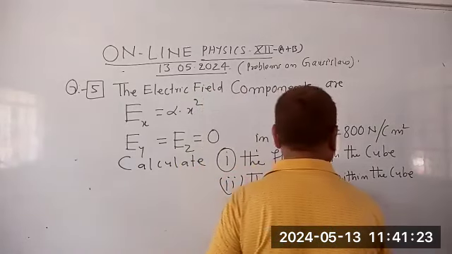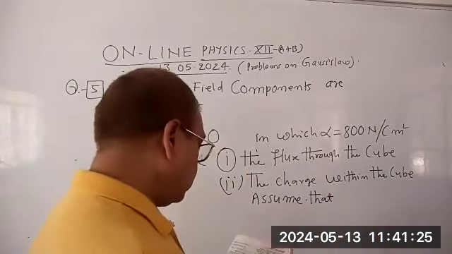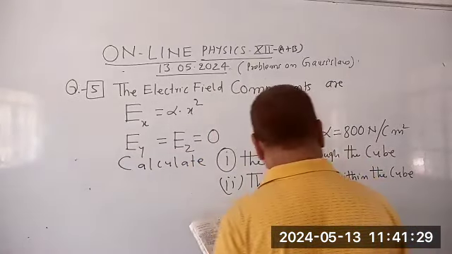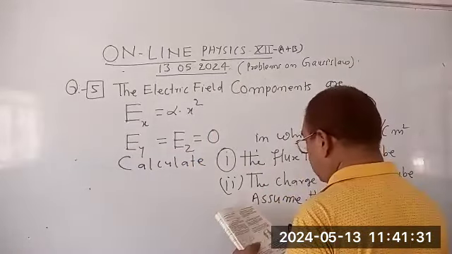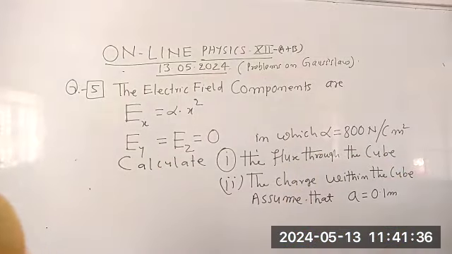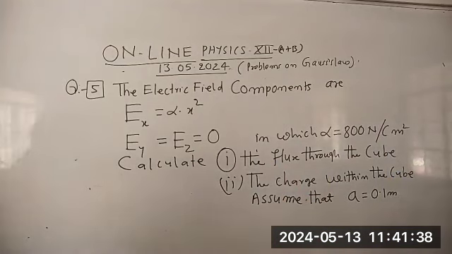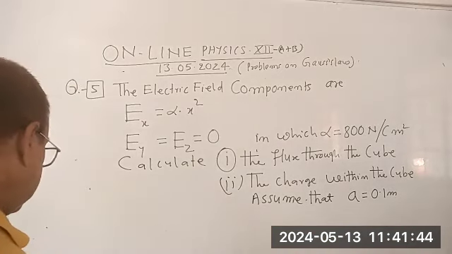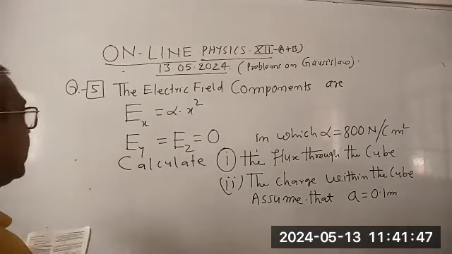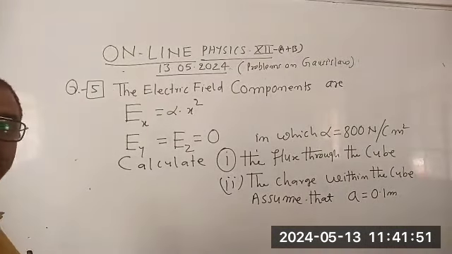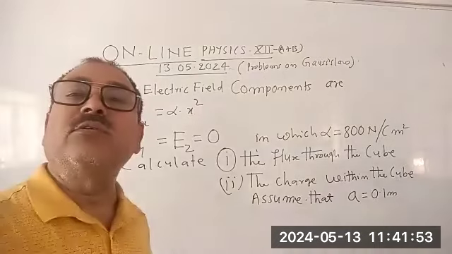It is assumed that a is 0.1 meter. Now the question has its own diagram also. You just draw the diagram of the cube.